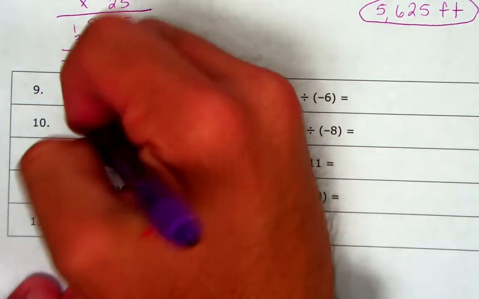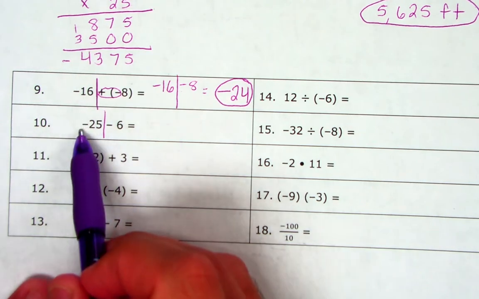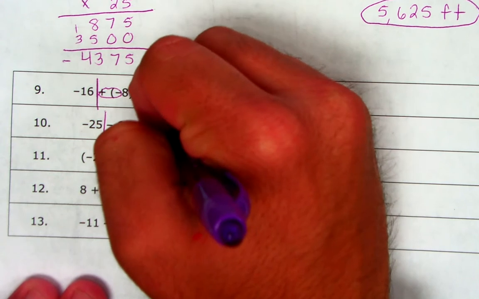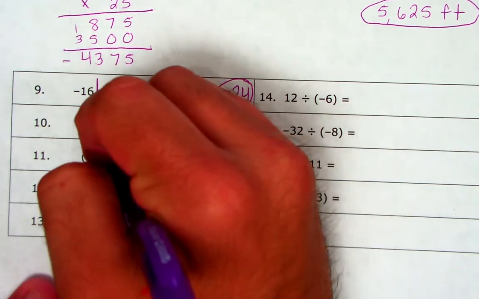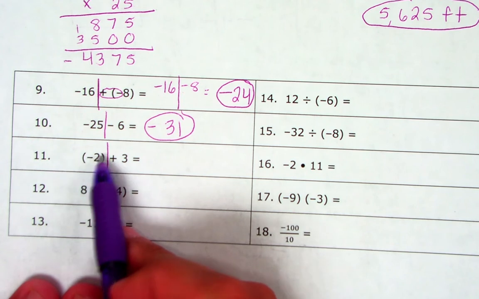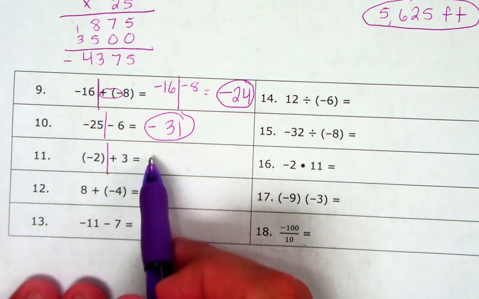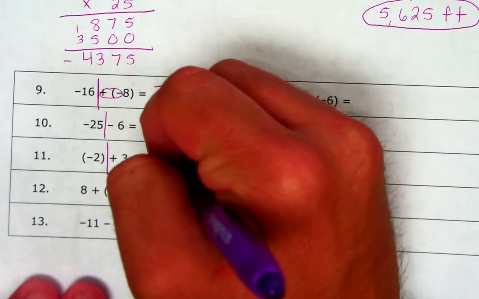Number 10. Separate out each term. Again, signs are the same. Keep the sign, add the numbers. Right here, what do you have more of, negatives or positives? Well, you have more positives, so your answer is positive. Subtract the numbers. 3 minus 2 is 1.